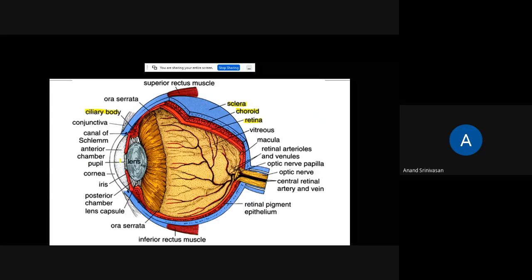We have seen the pupil, which is located between the two iris. We have seen the cornea. Then the lens, we have seen the lens. You can see the lens is located behind the pupil.